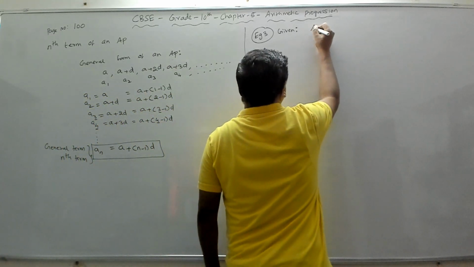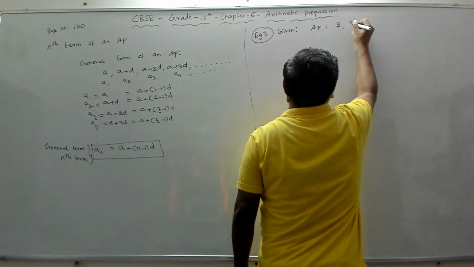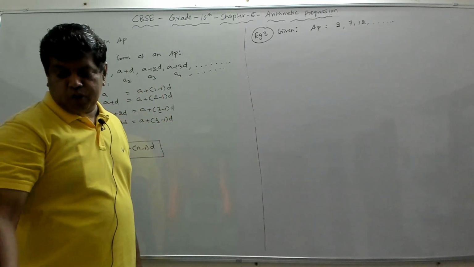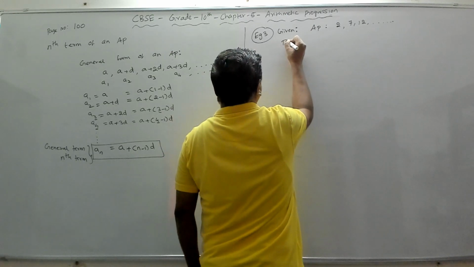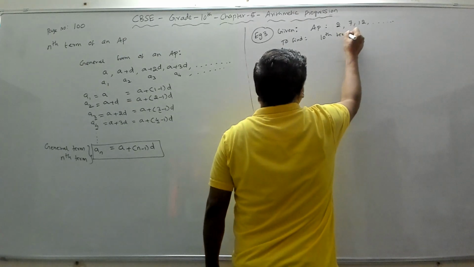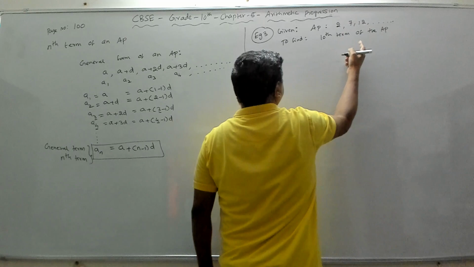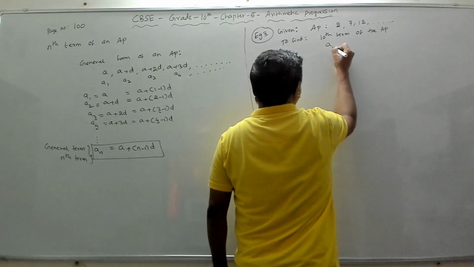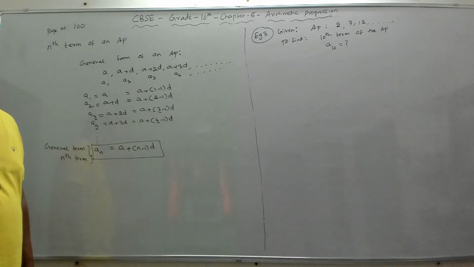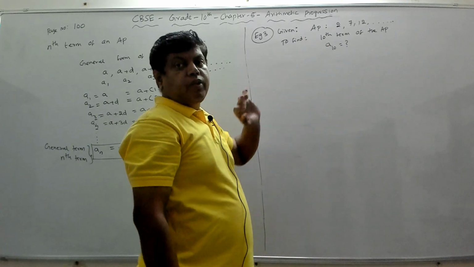The AP is given as 2, 7, 12, and so on. It's an AP. Now we have to find the 10th term of the AP. The 10th term of the AP means we have to find a10. a10 denotes the 10th term of the AP.